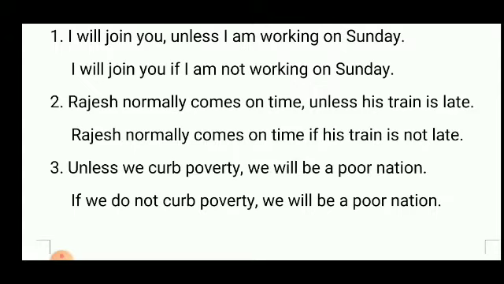Now you can see in this sentence, unless we curb poverty. Can you see curb? That's a V1. So while using if not, we need to make it do not. We need to use do not here because curb is a V1. Okay, so if we do not curb poverty, we will be a poor nation.